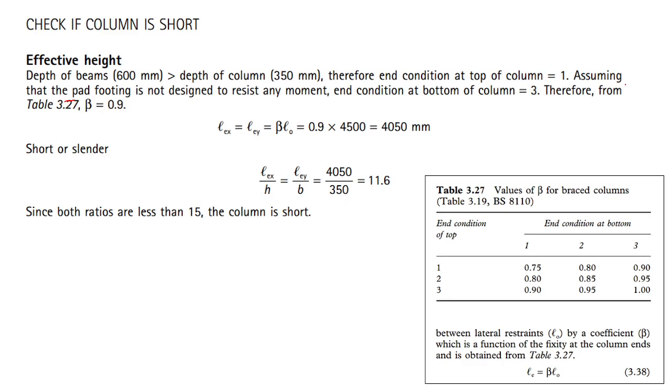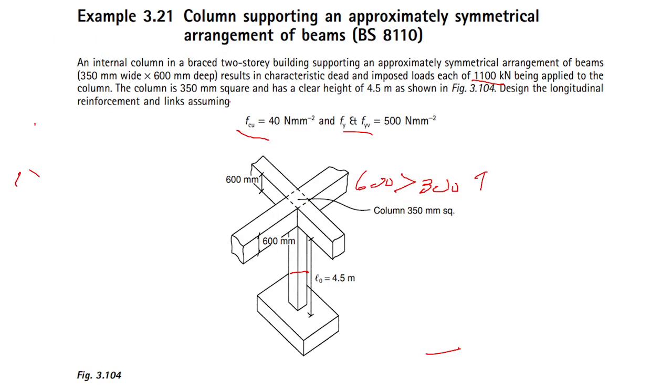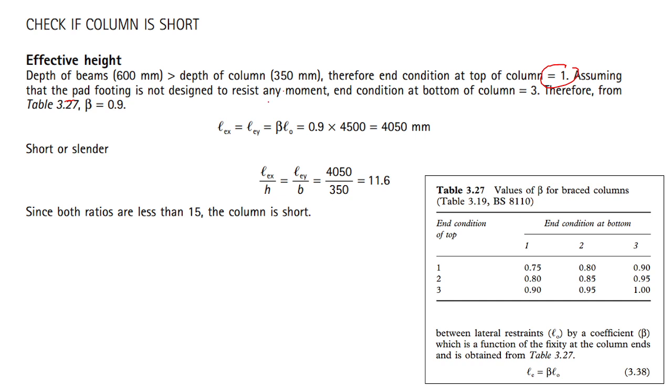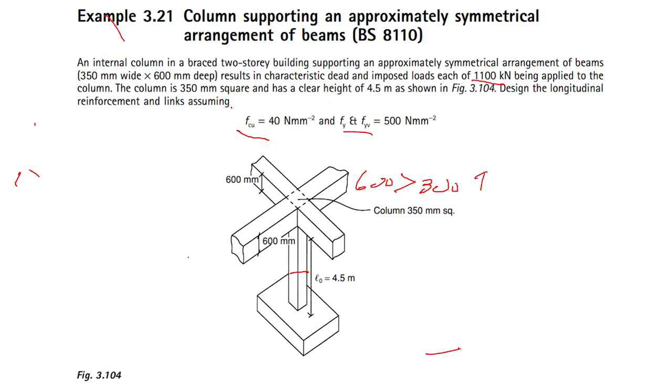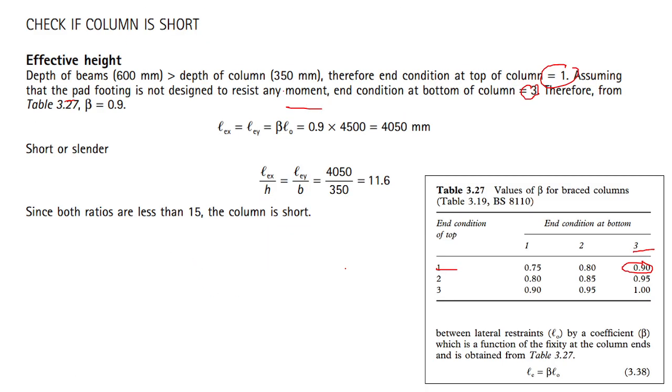Okay, so that's why you have here condition 1. At the bottom, the footing is not designed to resist any moment. There's no tie beam, so the condition is 3. So from here you have condition 1 at the top and condition 3 at the bottom, then you have 0.9 as your beta. You multiply it by 4.5, which is the clear height. So multiplying it by 4500 will give you this LEY.